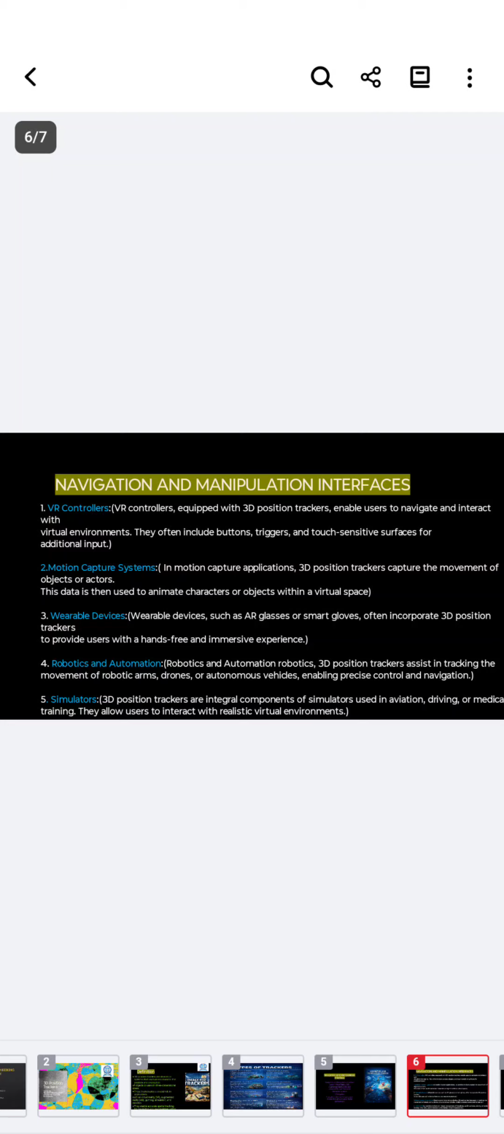The second one is motion capture systems. Motion capture systems use 3D trackers to record the movement of human bodies and objects. This movement data is used to animate characters and create realistic movements in virtual environments, and these systems are widely used in movies, games, and animations.